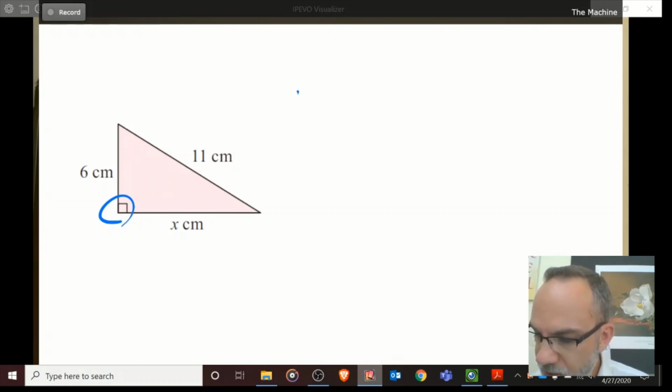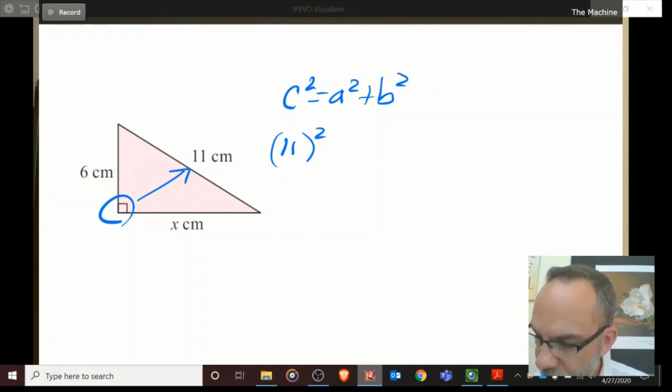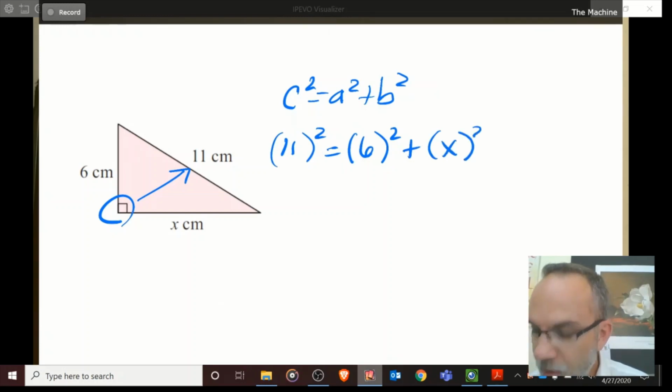Okay, so c squared is equal to a squared plus b squared. Where's c? Where's the hypotenuse? It's that one. It's 11 squared is equal to 6 squared plus x squared. Some of you are a little irritated at me because I'm putting parentheses around all the parts, and you're like, what are you doing that for? Trust me, you'll need it. You don't necessarily need it here, but you will later. It's a very good habit to get into. And if you don't do it when you need it, you'll get it wrong.